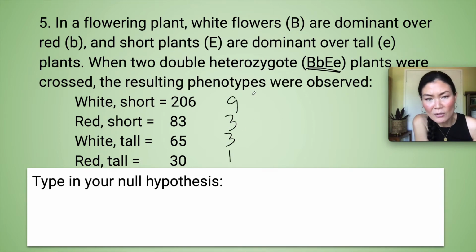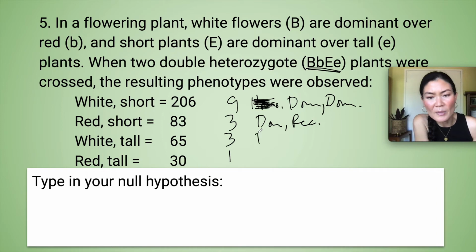9-3-3-1 ratio, okay? A 9 homozygous, sorry, that shouldn't be homozygous. For both traits, you should see dominant, dominant, that's what I meant to say. Dominant, dominant, but three should be dominant, recessive, okay? Dominant, recessive, and then recessive, dominant, and then recessive, recessive, okay?